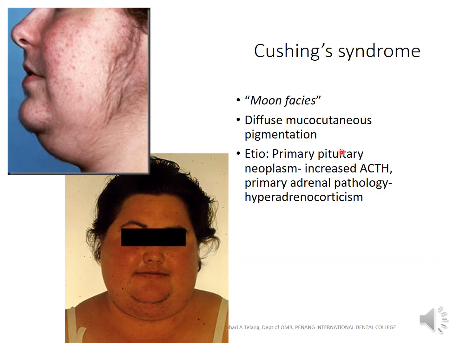In Cushing's syndrome, generally the patient has a moon face and there is diffuse mucocutaneous pigmentation. What actually happens is a primary pituitary neoplasm increases the ACTH hormone, or there could be a primary adrenal pathology causing hyperadrenocorticism.